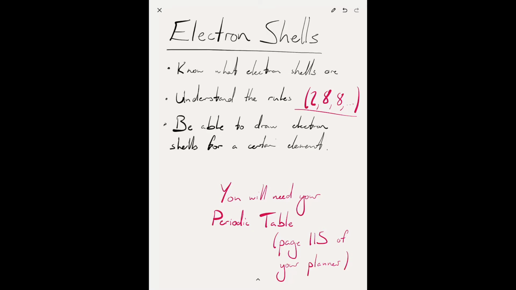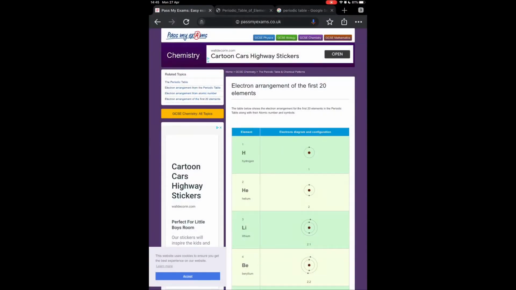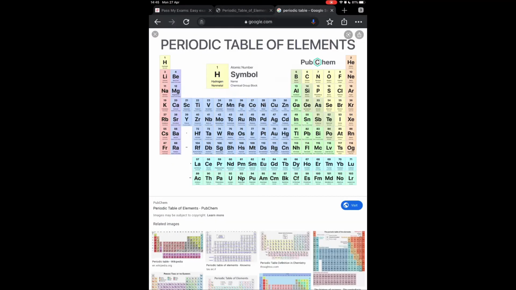This here can help us draw how the electrons are arranged for any atom in the first 20 elements of the periodic table. Okay, so the first thing that I'm going to do is show you the periodic table just to remind you.